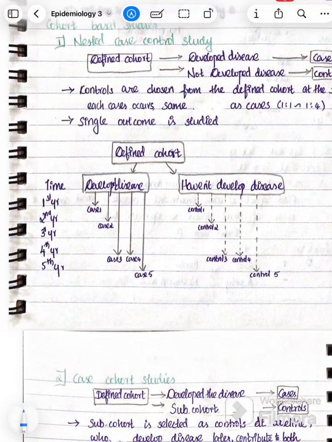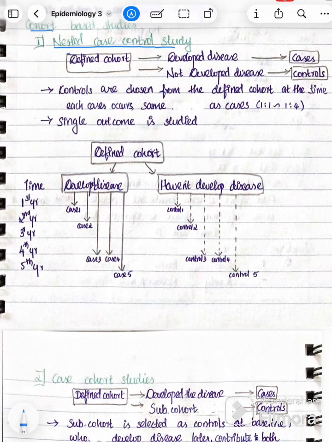Next study, nested case control study. It's a type of cohort study. First we will define the cohort, like a cohort study. Then we may get the outcome, like disease. Some people may develop the disease, some may not. So we are going to take those who develop the disease as cases and those who didn't develop the disease as controls, and we'll do a cross-sectional study and ask about the exposure history. Controls are chosen from the defined cohort at the time each case occurs. Here a single disease is studied in this way.